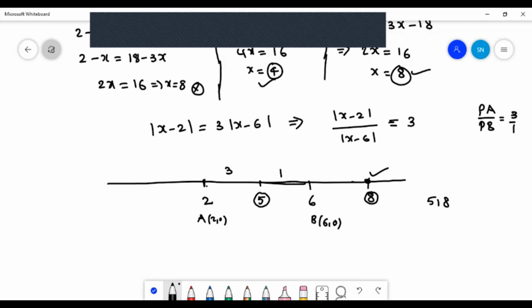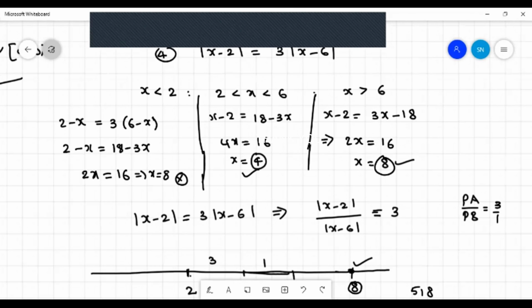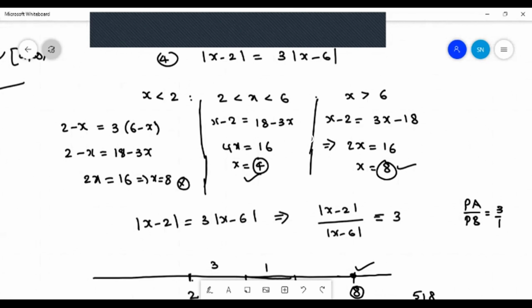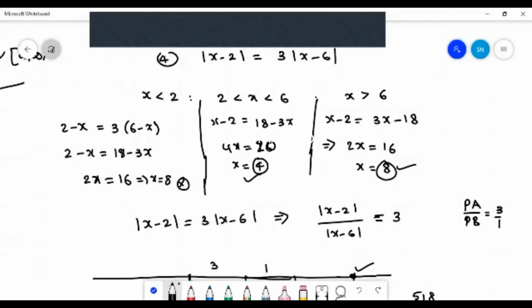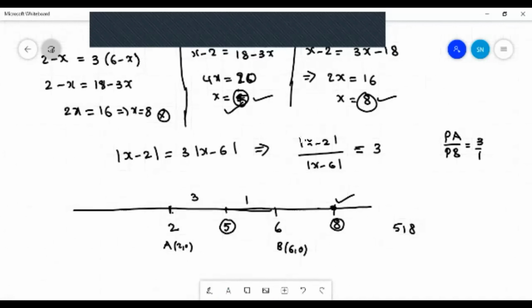So let me check. So this point is 18 plus 2, 20. So when it is 20, 4x is equal to 20, x is equal to 5. So 5 and 8. So the deeper understanding of the modulus function geometrically gives the easy way to solve the question. Instead of going for the most natural way, directly we can answer such questions.